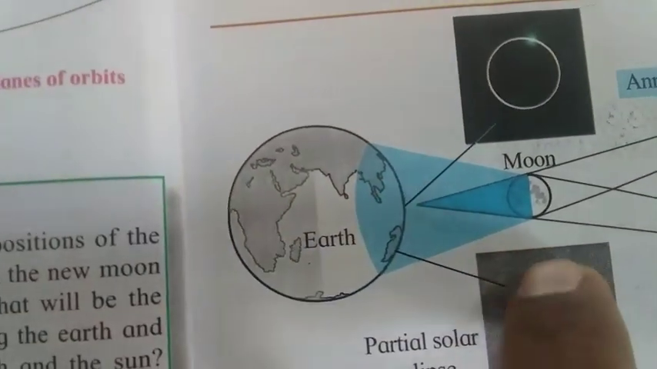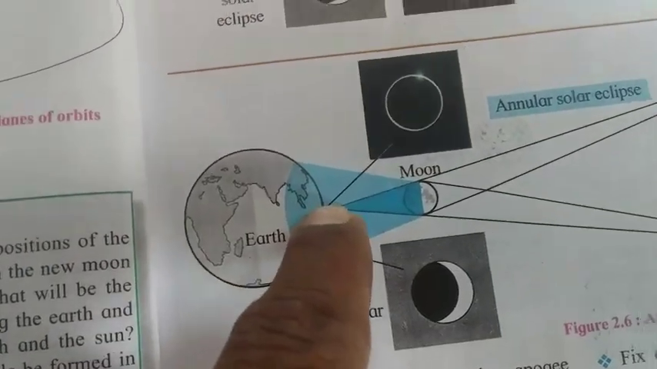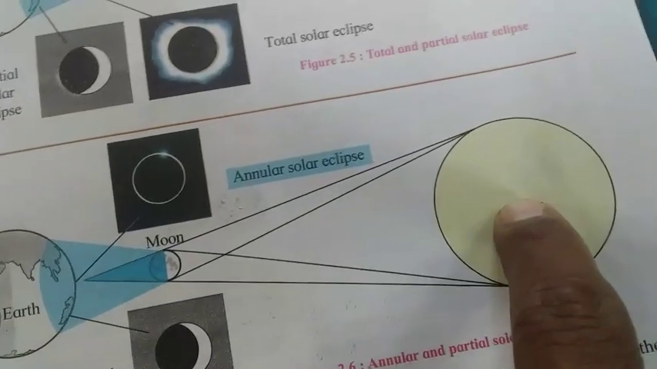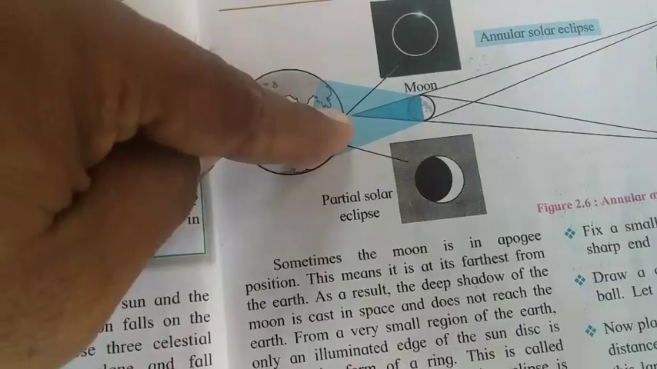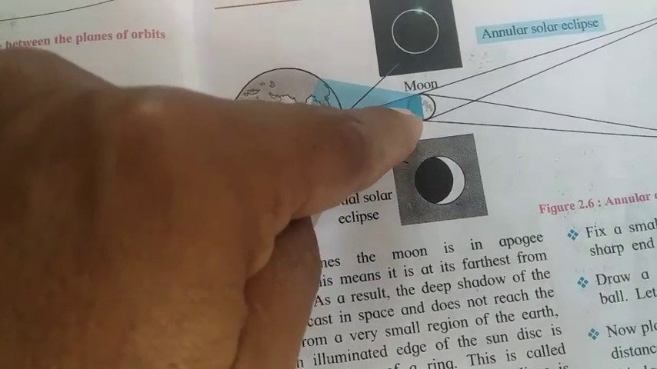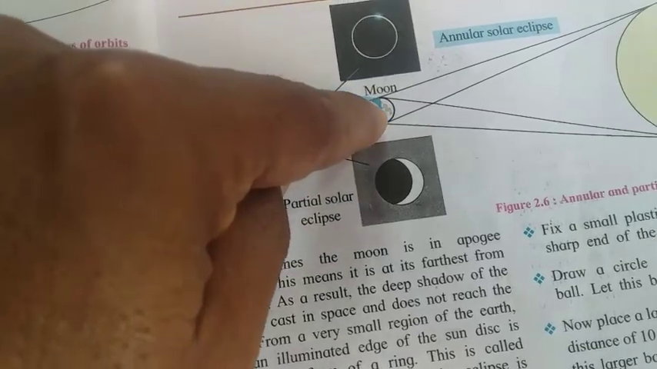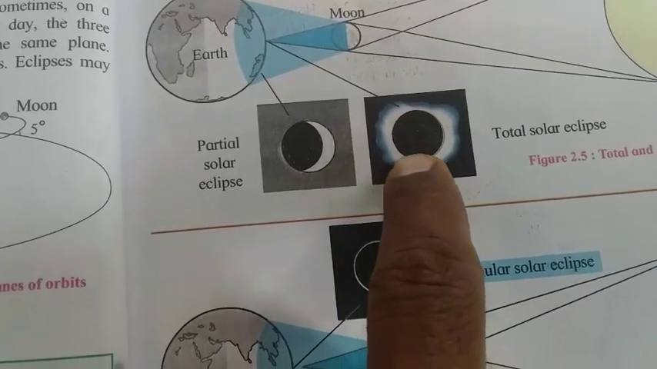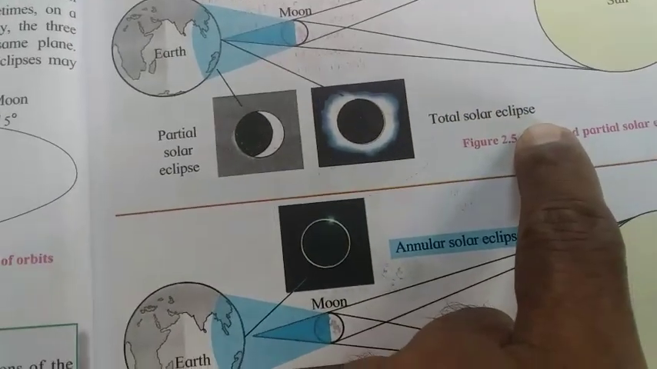In the area of dark shadow on the earth, the sun becomes completely invisible. From this area on the earth's surface, the sun becomes completely invisible. This condition is known as a total solar eclipse.